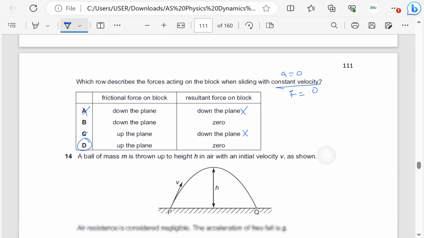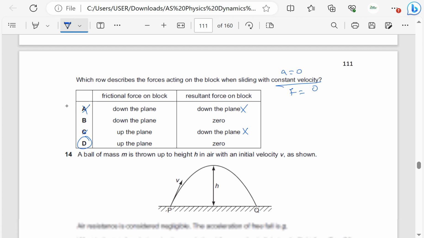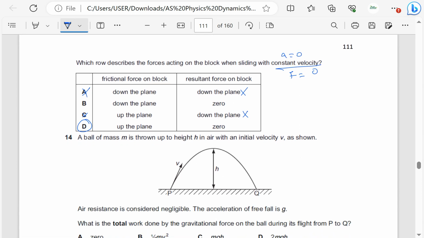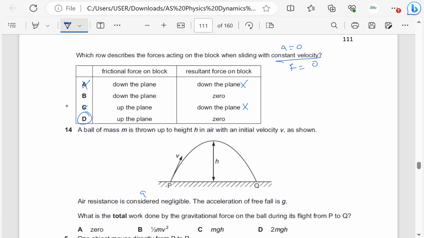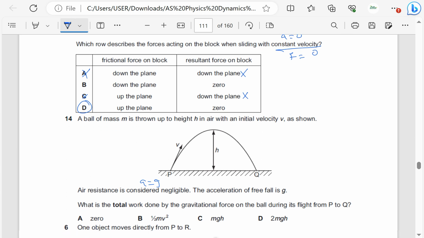A ball of mass m is thrown up to a height h in air with an initial velocity v as shown in the diagram. So this is our diagram. Air resistance is considered negligible. That means the acceleration is simply going to be g and constant. The acceleration of free fall is g. What is the total work done by the gravitational force on the ball during its flight from P to Q? So we know that work done is equal to force times displacement in the direction of the force.